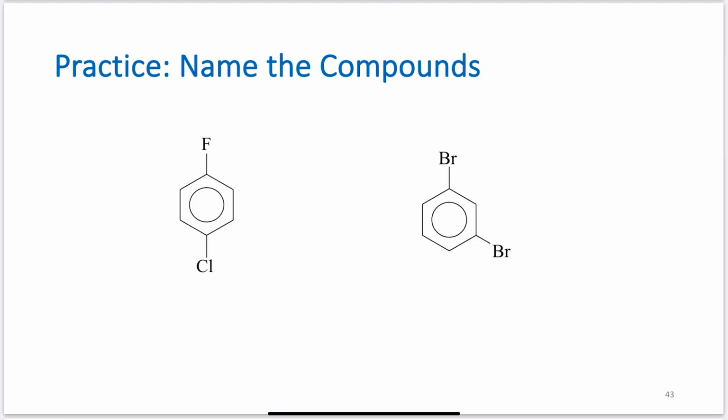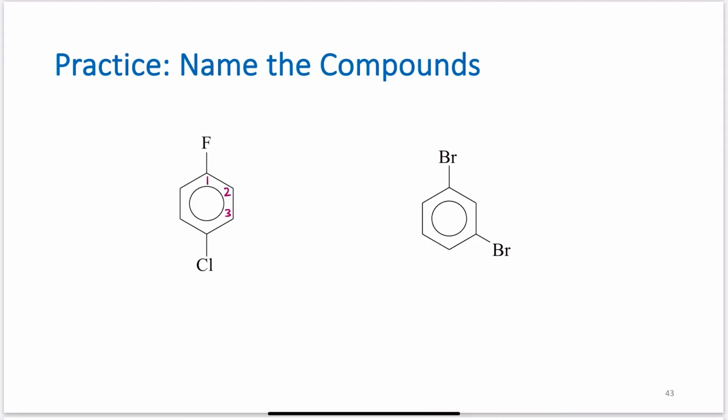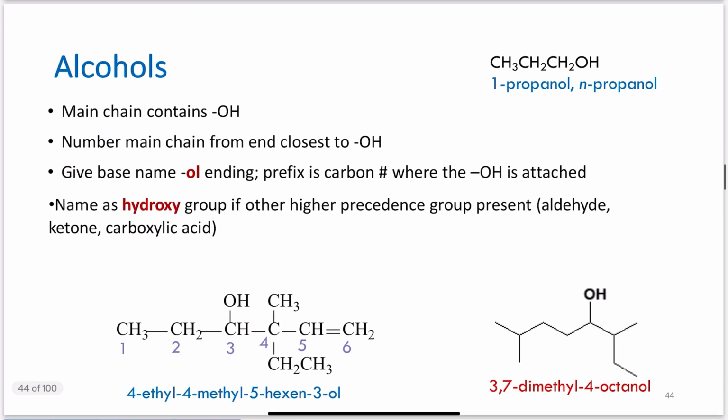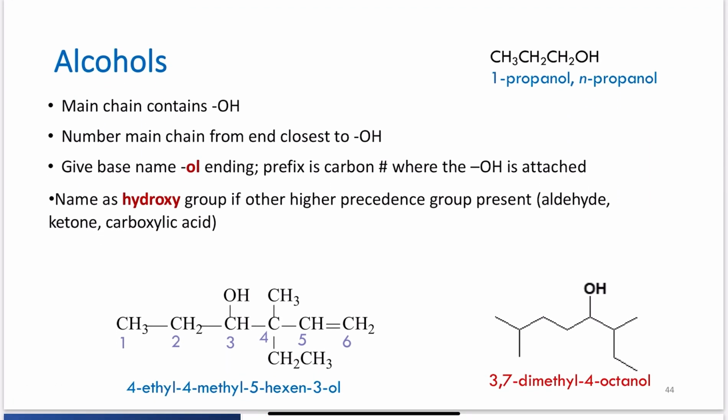So again, if I was to name these, if I start 1, 2, 3, 4, 5, 6, I can call this 1,4-chlorofluorobenzene, or I could say para. For this one, 1, 2, 3, 4, 5, 6, that is the meta position. So meta dibromobenzene, okay, instead of 1,3-dibromobenzene. And then you have your other functional groups, and you are responsible for naming these things. And this just comes from practice.